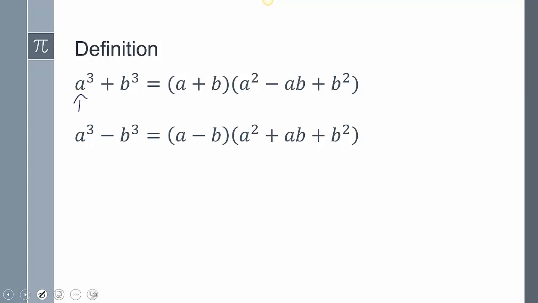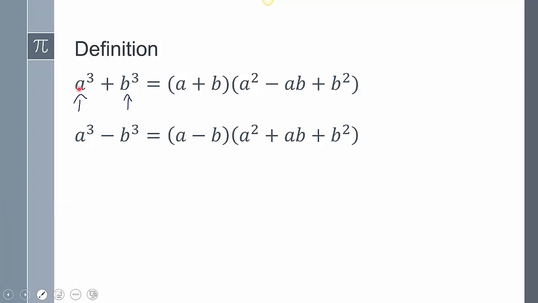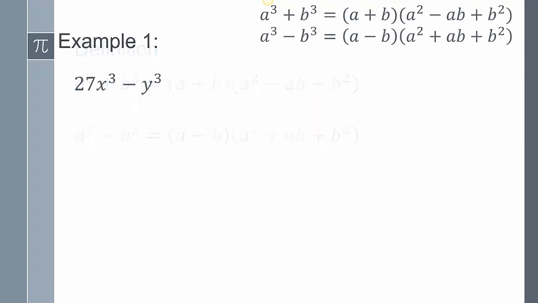This is when a cubed plus b cubed. And the secret is if you find what a is and you find what b is, you can plug it into this statement. Now notice that when the sign changes from plus to minus, these signs have changed as well. So I'm going to go over that first way, if you find the a and b, you plug it into the statement. And then I'm going to go into an easier way to probably memorize it.